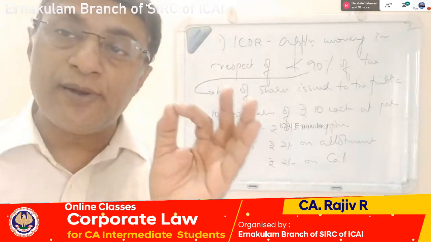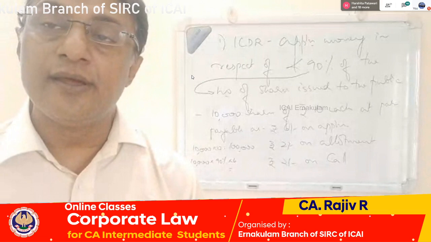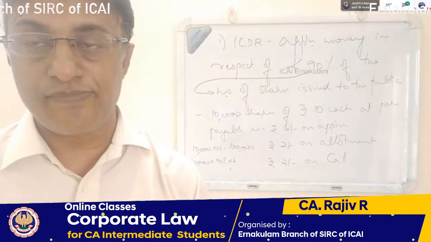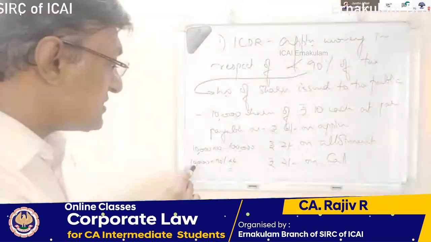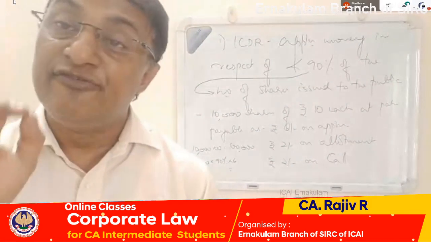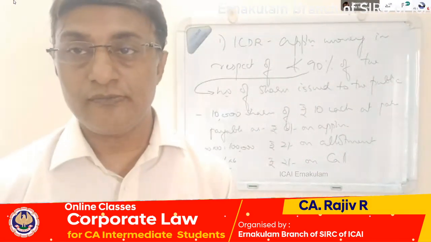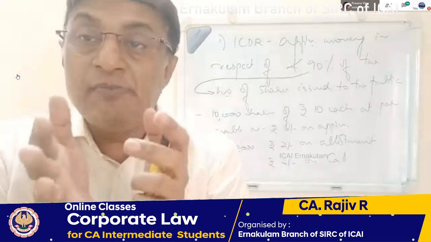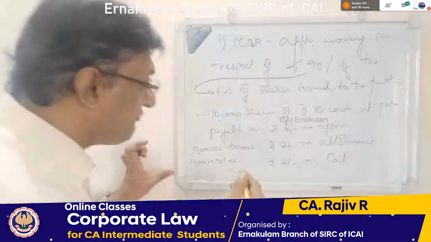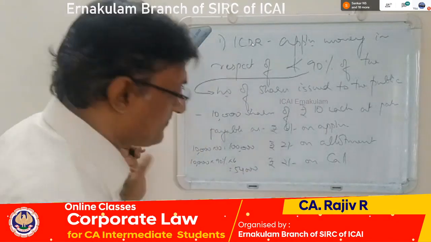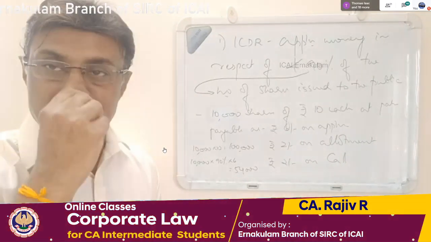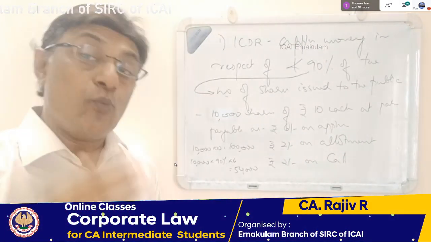When application money payable is 6 rupees only, you have to apply 6 rupees on 90% of the number of shares issued. So 10,000 into 90% is 9,000 into 6, which is 54,000. So here, minimum subscription according to law, according to the SEBI, is 54,000 rupees. 6 into 9,000. What does that mean?